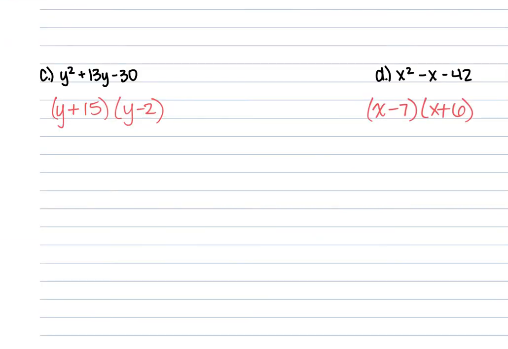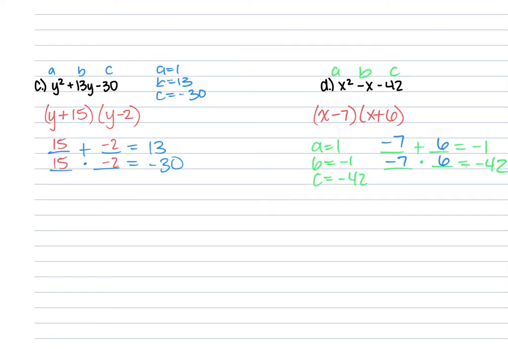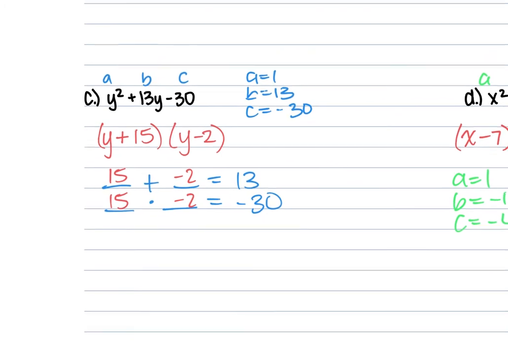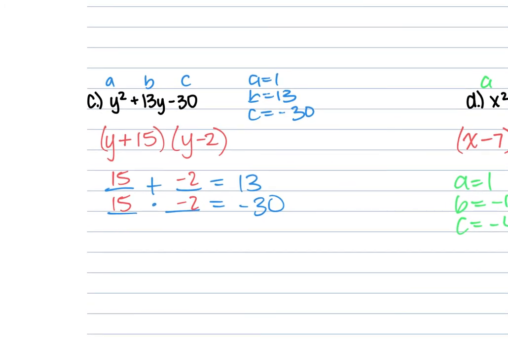All right, the answers are on the board. Check them, and then discuss with your neighbors. Go. Okay, guys, so in the first one, B was equal to 13, C was equal to -30. You should have come up with your factors being 15 and -2.